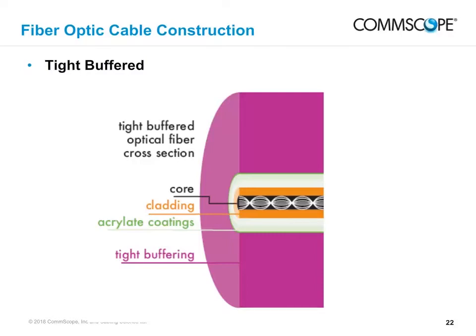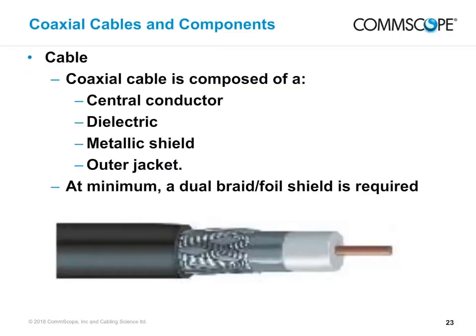Because there is no water absorption gel or powder, the cable is clean to work with. Coaxial cable is composed of a central conductor, a dielectric, a metallic shield, and an outer jacket. Center conductors in coaxial cables are either solid or stranded wire. Solid conductors are described by their diameter and material, while stranded conductors include their stranding. The conductor material can be bare copper, silvered copper, tinned copper, copper-clad aluminum, or copper-covered steel.